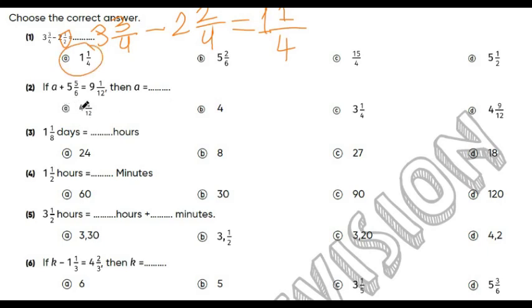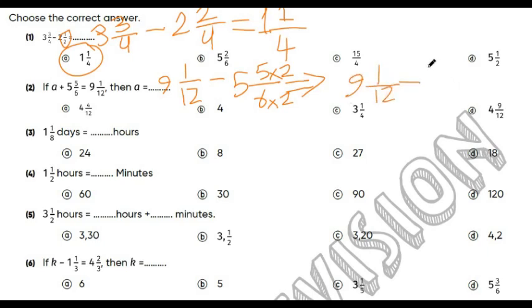The next question, a plus 5 and 5 over 6 equals 9 and 1 over 12. Okay, we have two addends. We have to add them to get the result. So to get a, we have to subtract 9 and 1 over 12 minus 5 and 5 over 6. Now it will be the same. We look at the denominators. We have 6 and 12. So we have to multiply this 6 by 2 and that 5 also by 2. Now it will be 9 and 1 over 12 minus 5 and 10 over 12.